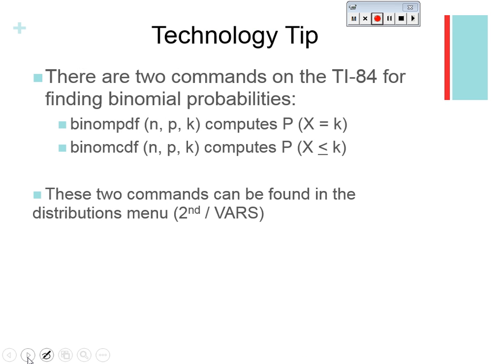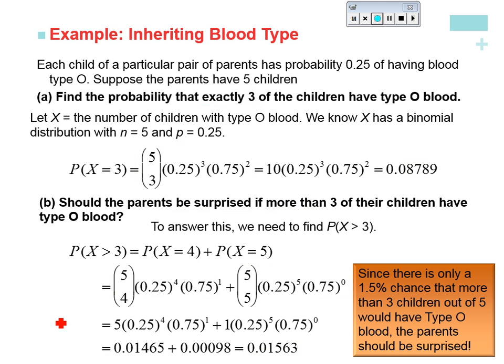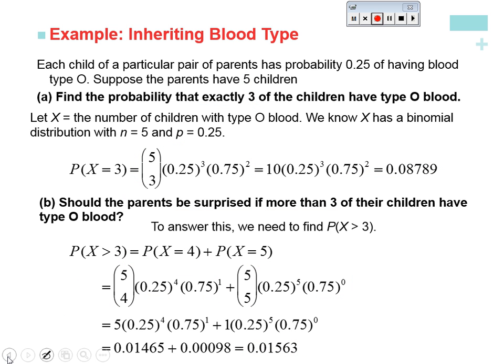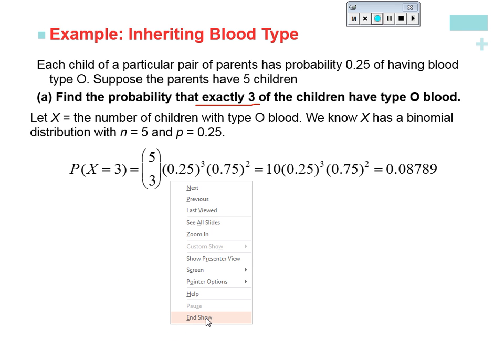The other thing we can use with our calculators to find binomial probabilities is the binomial PDF and the binomial CDF. A couple things about each one. The binomial PDF computes the probability that x equals a certain value. If I come back to the previous example, in the first part notice we have x equals 3 because it says exactly 3. This would be a very good problem to use the binomial PDF for, and I'll show you how to do that on the calculator.